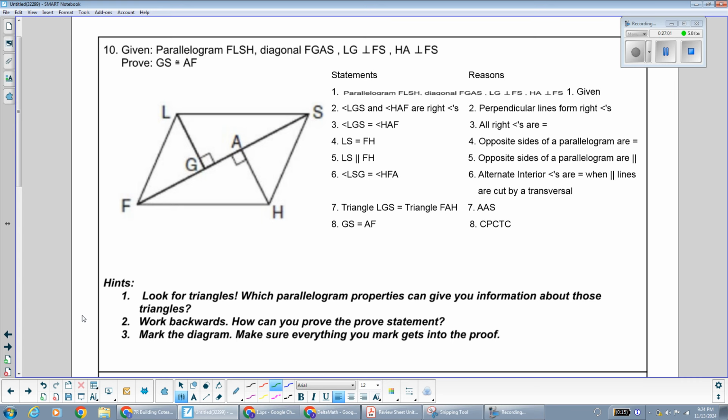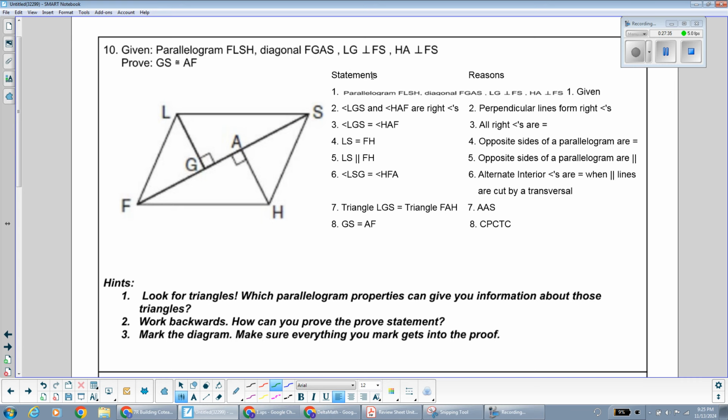In this next proof over here, we have parallelogram FLSH, and they tell us G is perpendicular to FS and HA is perpendicular to FS. Now, I know here they put the little boxes to indicate the right angles inside the diagram, but let's not let that trick us. The right angles still need to be mentioned in the proof because it was not part of our given information that we had right angles. The only thing that was given was that we have perpendicular lines.